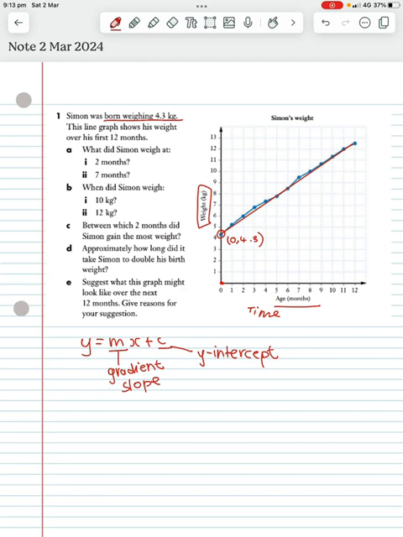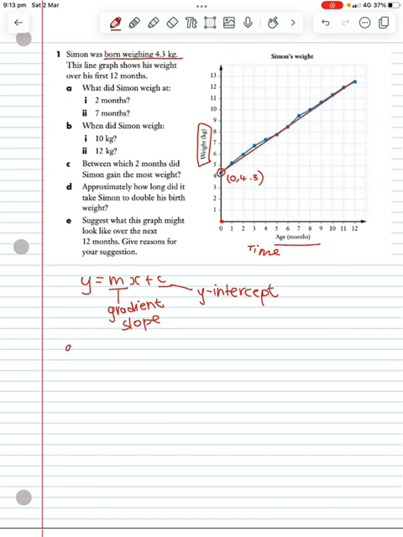So for part A, we're asked what was Simon's weight at 2 months. What I'm going to do is find my 2 months, draw up and then draw across. So it's going to be about 6 kilograms. Now remember, you've just got to do your best job. You're not going to be exactly perfect every time.